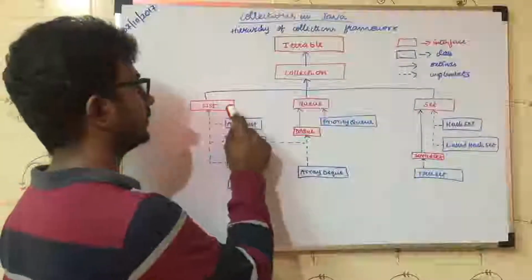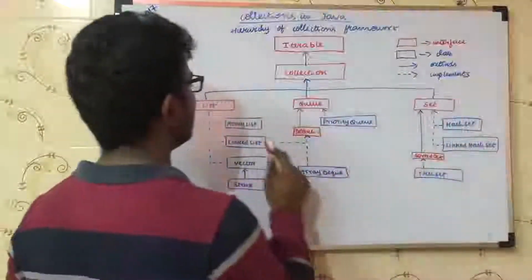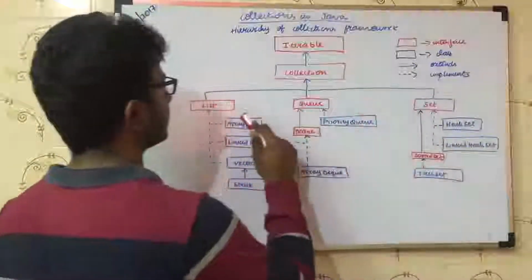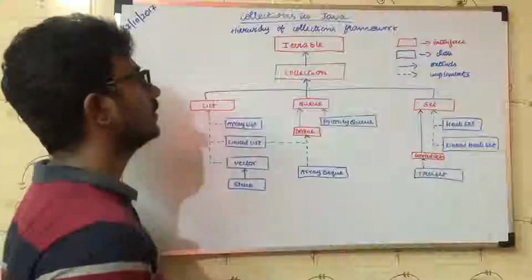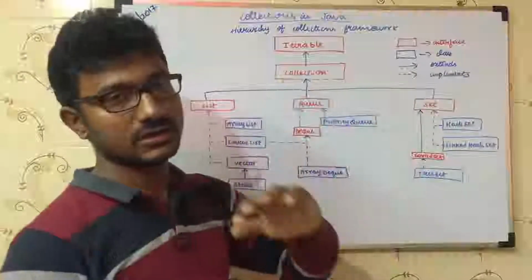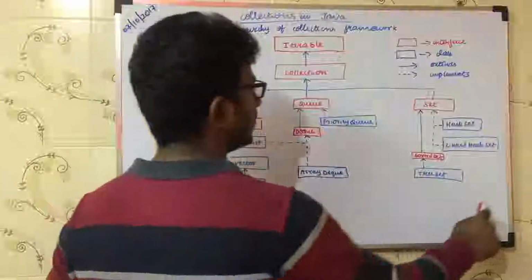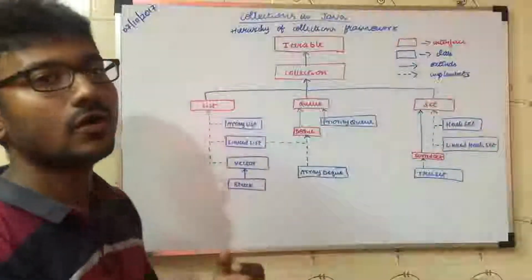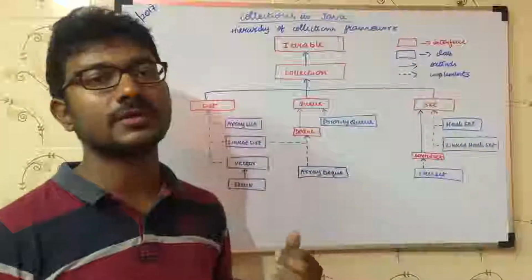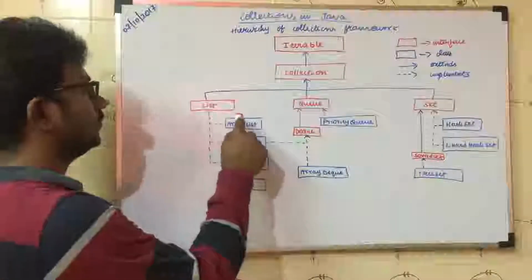And then there are three interfaces: List, Queue, and Set. All these three interfaces extend the Collection interface. Indirectly, they also extend the Iterable interface. So we will concentrate more on these things, that means the default implemented classes that are provided by Java to us.